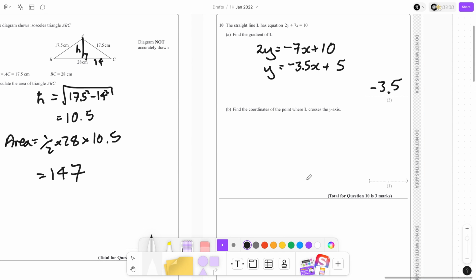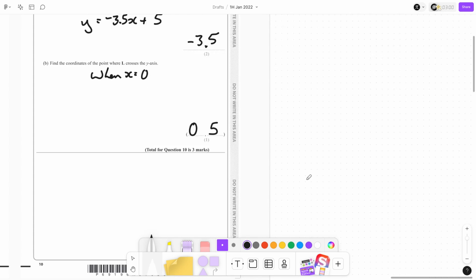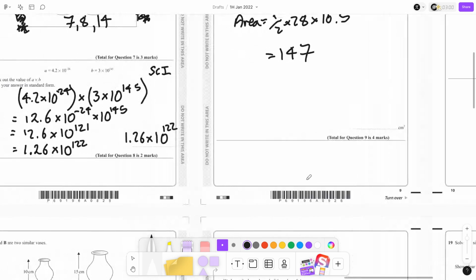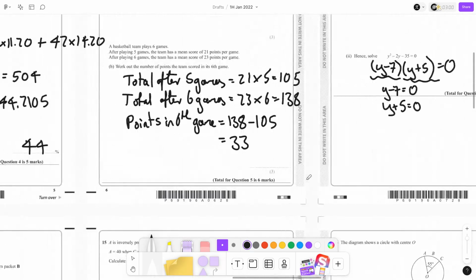The coordinates where it crosses the y-axis, well, that's when x equals 0. When x is 0, y equals 0 plus 5, so y is 5. So coordinates are 0, 5. Okay, we are a third of the way there. Well done. Stay with us.